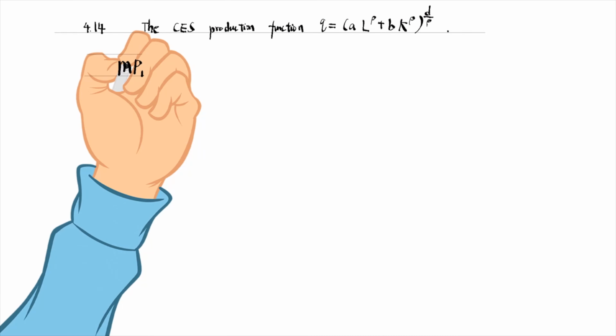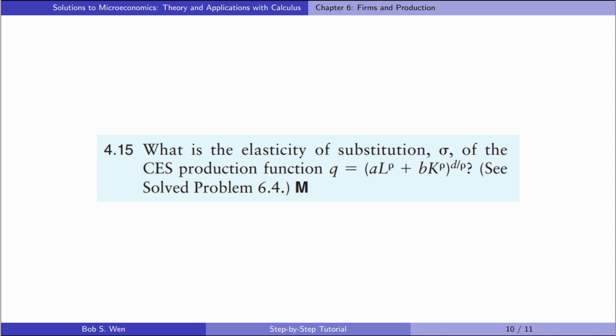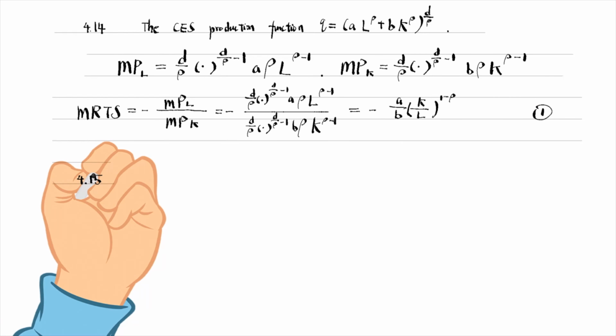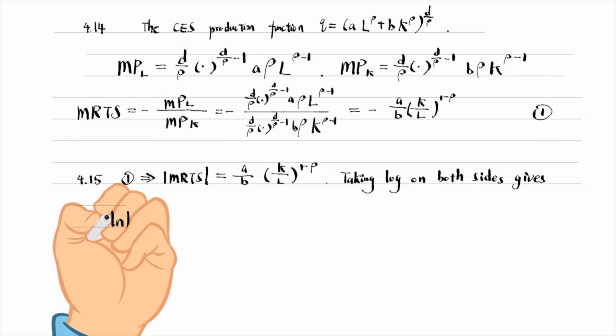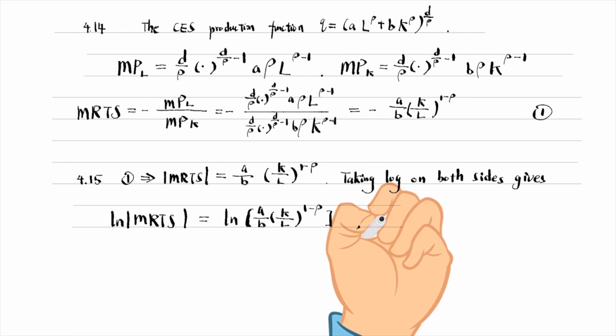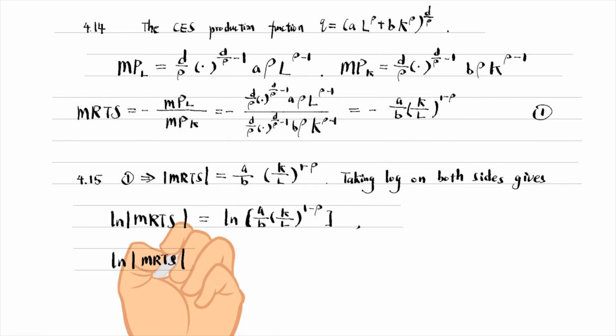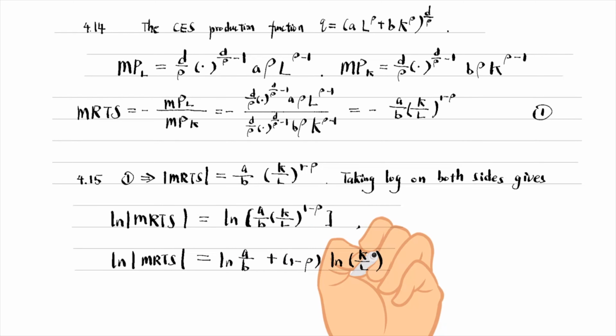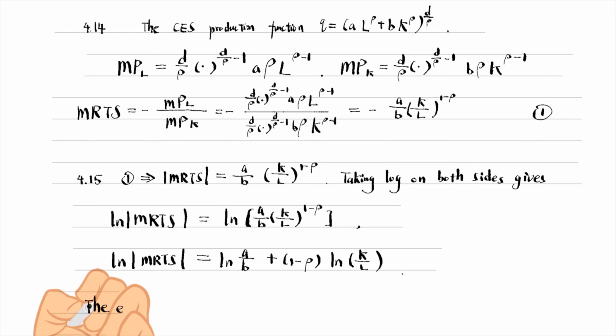Let's find answers to exercise 4.15. What is the elasticity of substitution, sigma, of this CES production function? From the answer to the last question, we have the absolute value of the marginal rate of technical substitution. Taking logarithms on both sides gives the following equation. Using the definition of the elasticity of substitution, we get the answer.